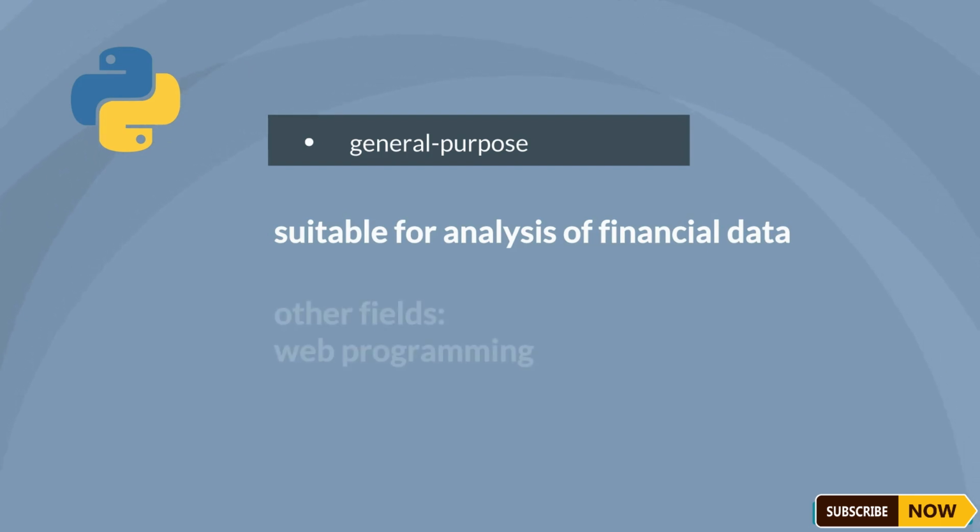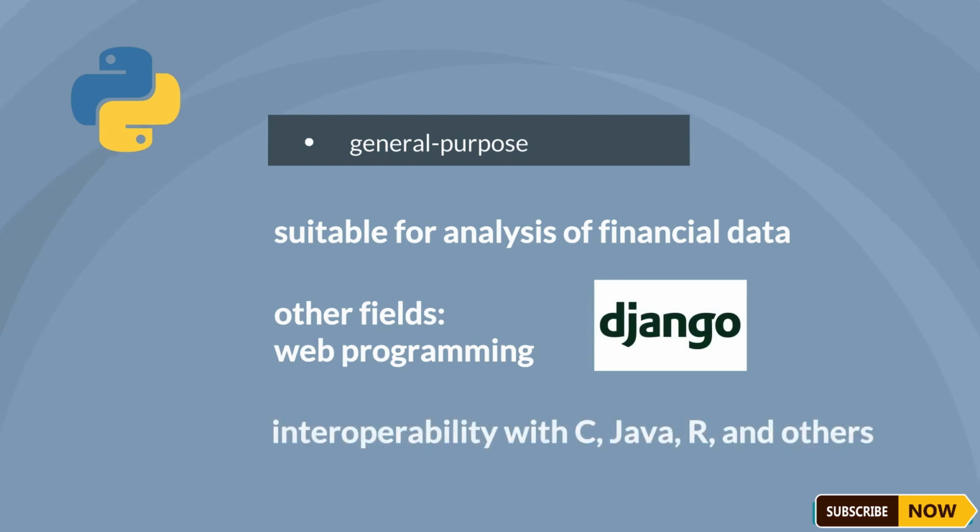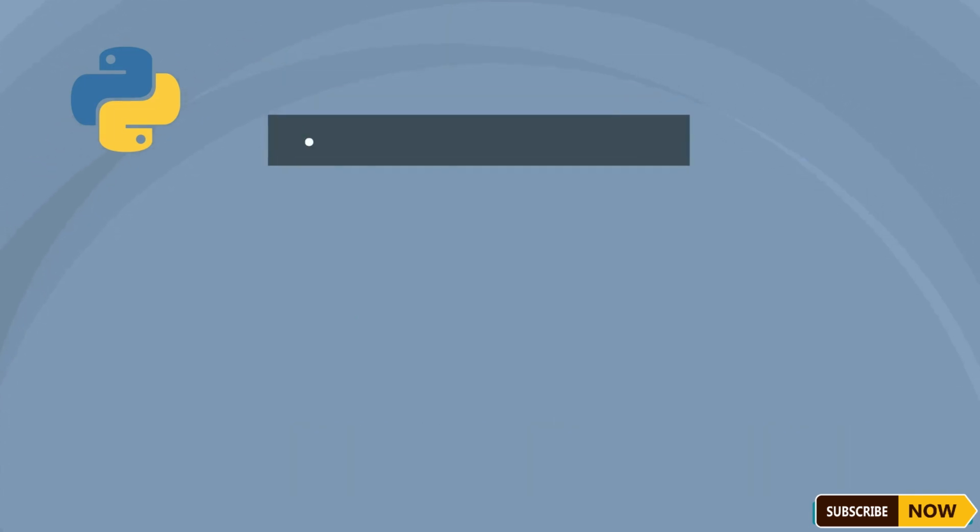For instance, Python can be used for web programming through the Django framework. Although this is beyond the scope of this course, you should be aware of the wide scope of application, and the interoperability with other programming languages could be an explanation why some large organizations have chosen Python as their main programming language. High level. This is slightly more technical.